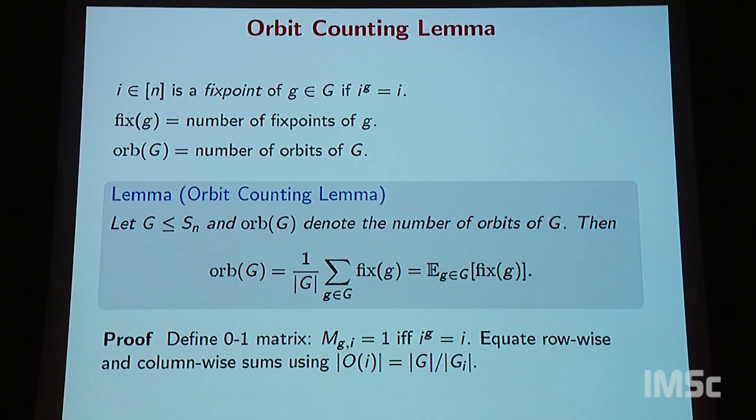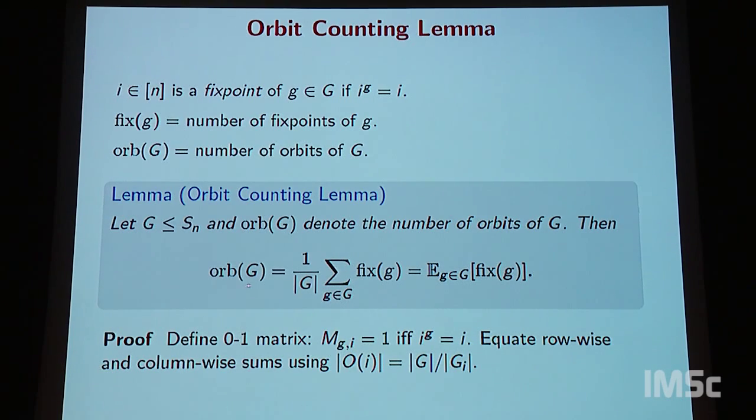So, how many ones does the gth row have? Fix of g many ones. How many ones does the ith column have? It is the number of elements of G that fix the point i, which is basically the cardinality of G sub i. Right. I also need to use Lagrange's theorem. The size of the orbit is the cardinality of G divided by the cardinality of G sub i.